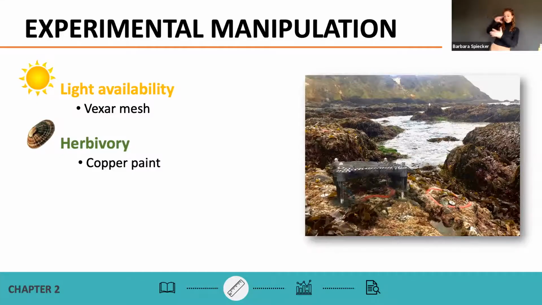Now, what I did in this study was manipulate both of those factors I just described, light availability and herbivory. Zooming in on this photo here, you can see the black plastic mesh that was stretched over the white PVC frame there. That mesh was meant to imitate the shading that's caused naturally by those dense phytoplankton blooms in the water. And then to control for herbivory in this experiment, you can see there's some orange paint on the rock around the perimeter of the plot. And that's copper paint. That paint excluded herbivores like limpets and chitons that don't like to move across it. So they weren't able to enter the plot.